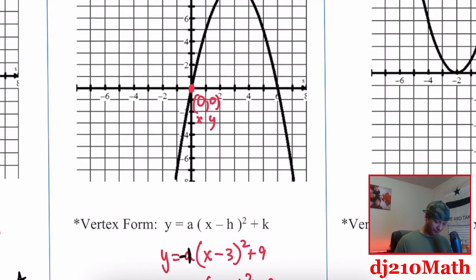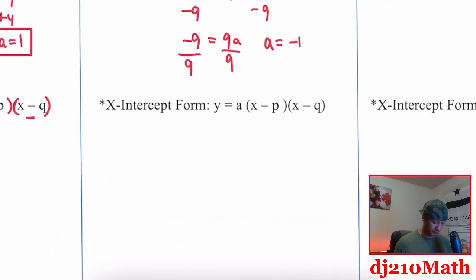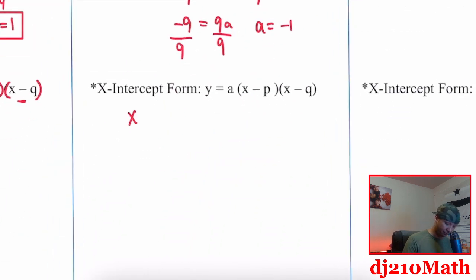Intercept form. The x-intercepts, one we already know is (0, 0). The other one is (6, 0). So positive 6. So (0, 0) and (6, 0). So x equals 0 or x equals 6. So these are our x-intercepts.